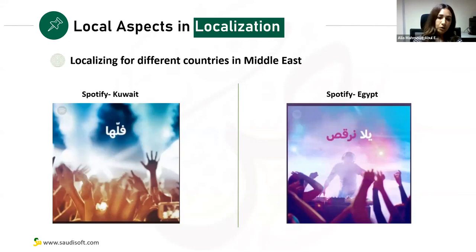Other examples of how Spotify used local aspects include images of the national dress code for Saudi Arabia, which is specifically used for Saudi Arabian music. Of course, if you're accessing Spotify in Egypt, for example, artists from Egypt will be showcased as compared to when you're accessing it from Saudi Arabia.